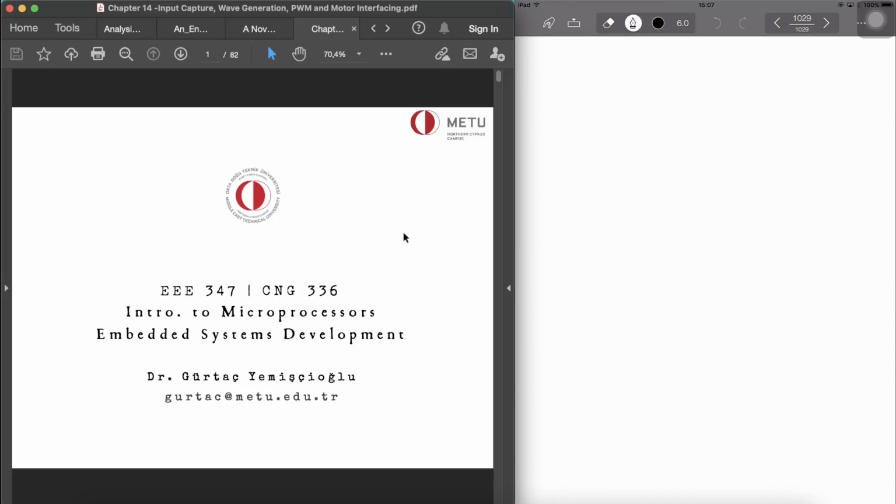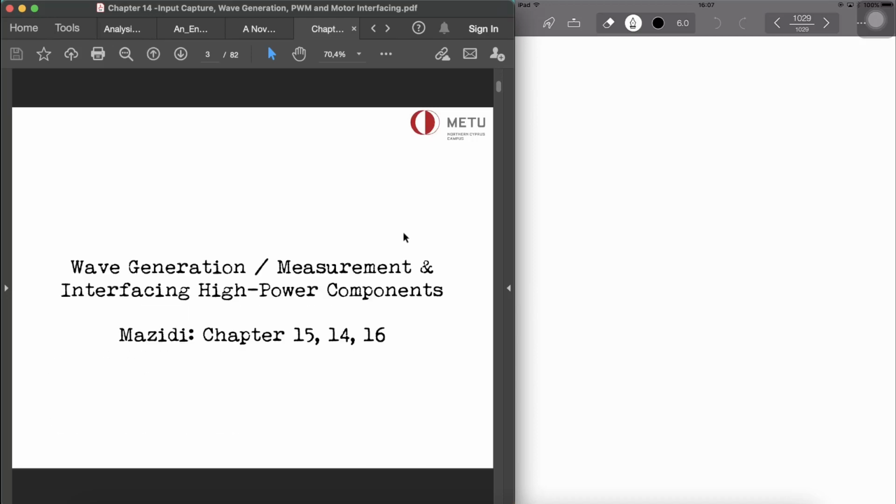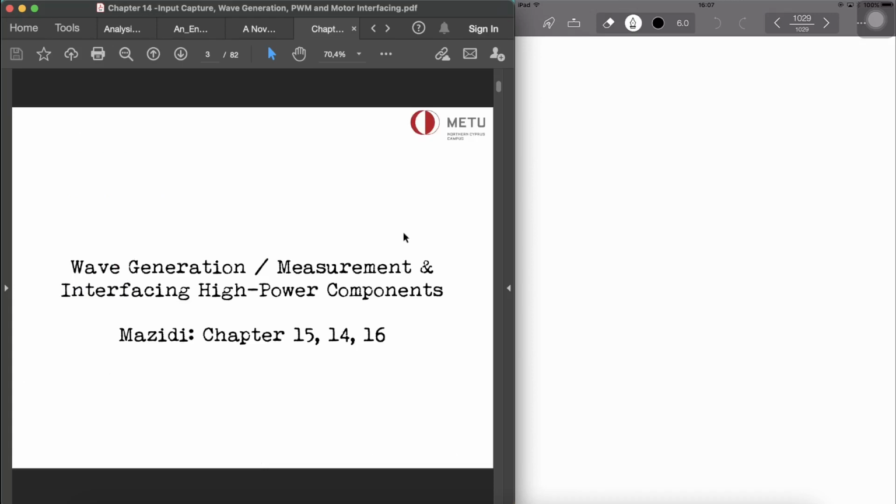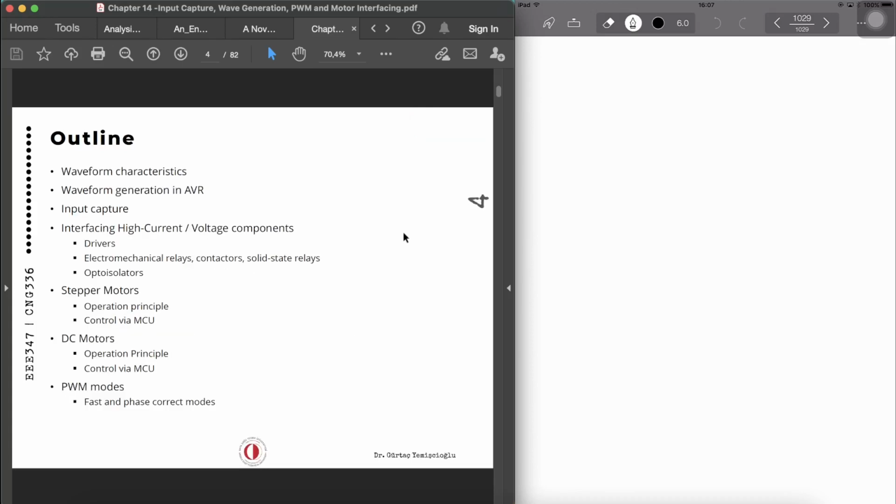Right. So in this chapter, we will talk about, actually, it's a combination of three short chapters, which we are going to talk about the wave generation and measurement and interfacing high power components, which is a combination of chapter 15, 14, and 16 accordingly. We'll start with the waveform characteristics.